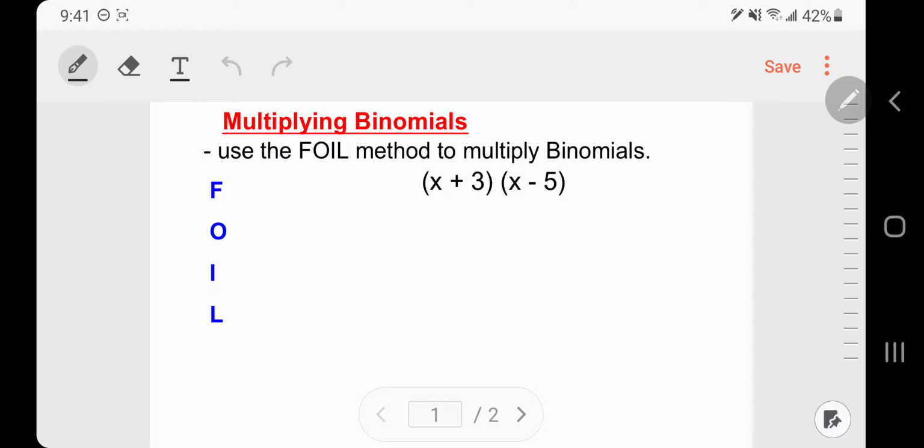Hey everyone. In this video, we're going to take a look at how to multiply binomials using the FOIL method. Now, the FOIL method just stands for first, outer, inner, last. That's just the order that we're going to be multiplying our terms in. Okay, so we have our first terms, which would be x times x.